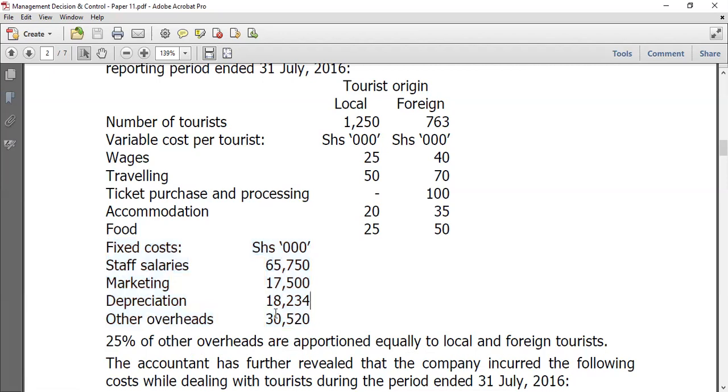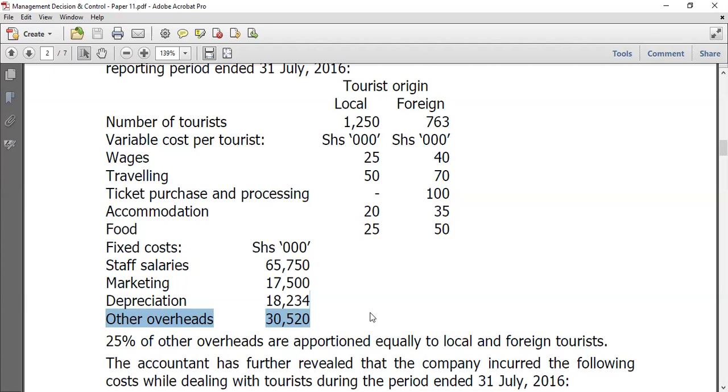Now, the other overheads value is here. I think you can see it. It is 30,520. Okay. So what you should do is first get 25% of this, and you remove it.